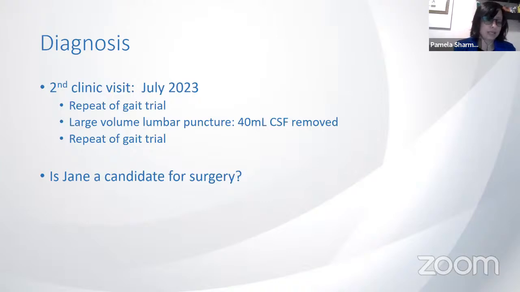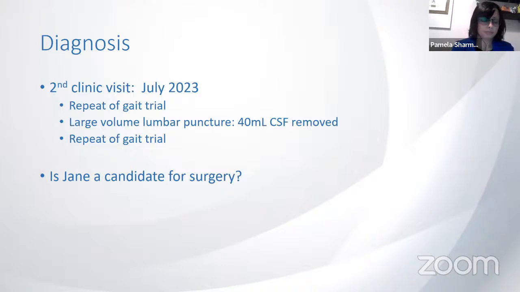When she came back, we repeated the 10-meter gait trial. Once this was completed, the provider performed a lumbar puncture to remove 40 mils of CSF. Jane experienced a low pressure headache as a result of the CSF removal. She also experienced some nausea and vomiting. She was given the appropriate time to rest, and after this, we repeated the gait assessment.